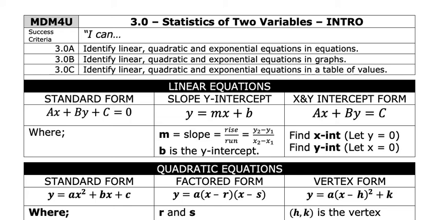MDM4U 3.0 Statistics of Two Variables. What we're going to be learning about in this chapter is how to describe correlations between two variables.